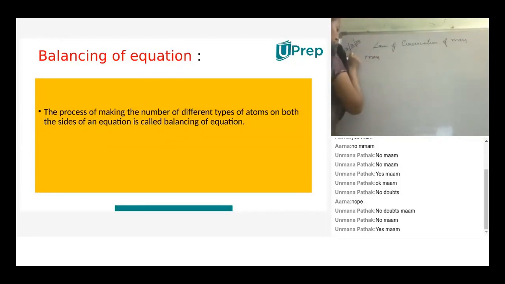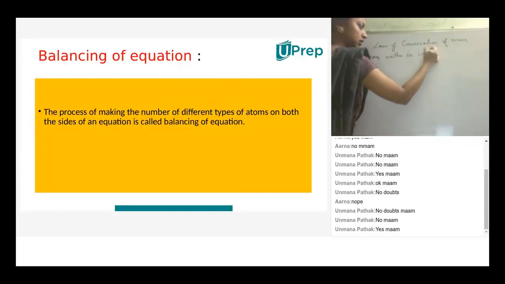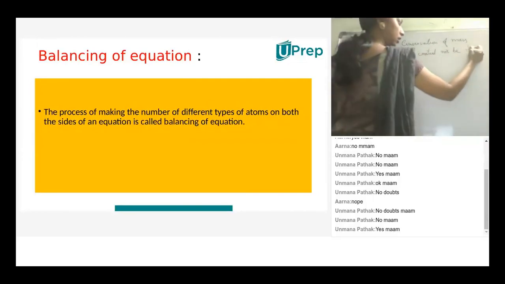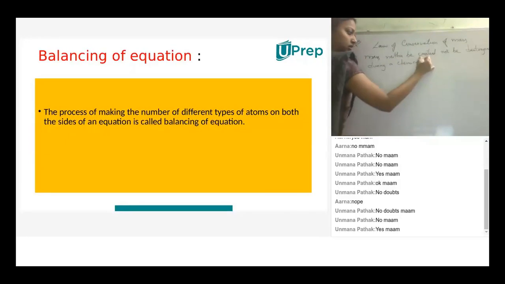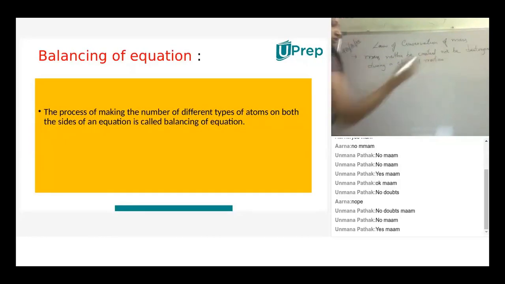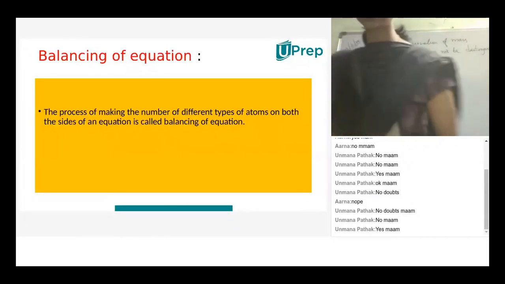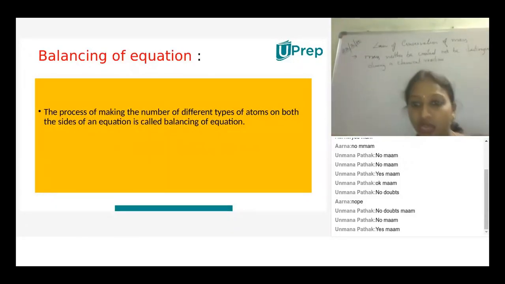The law of conservation of mass states that mass can neither be created nor destroyed during a chemical reaction. That means there is no new formation of mass or loss of mass during a chemical reaction. There may be an alteration of mass within the reaction, but if you weigh the products, there is no change in the mass.